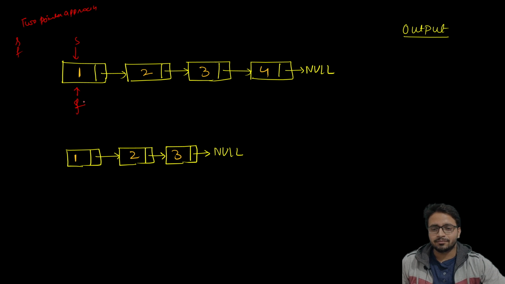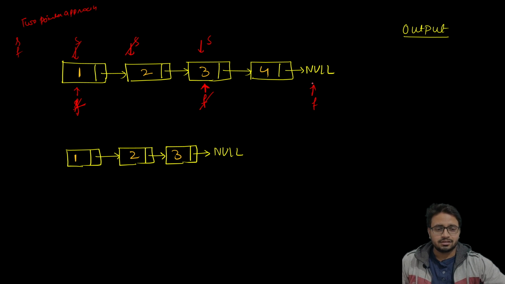You'll understand better. So here fast is not equal to null, as you can see, so we'll increment it by 2. So fast will point over here, and slow will increment itself by 1. Slow will point here, and again we check whether fast is null or fast next is null. So as we can see, fast is not equal to null and fast next is also not equal to null. So we'll increment our fast pointer by 2 and we'll increment our slow pointer by 1.